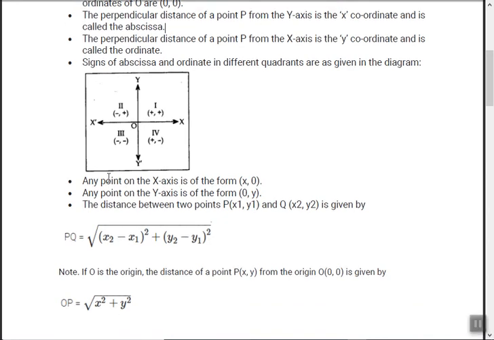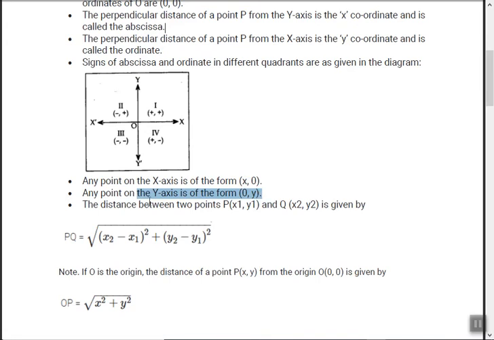Any point on the x-axis is of the form x comma 0. Remember this, because its y coordinate will always be 0, because x-axis means there is no y coordinate. Similarly, vice versa, on the y-axis it will be 0 comma y.